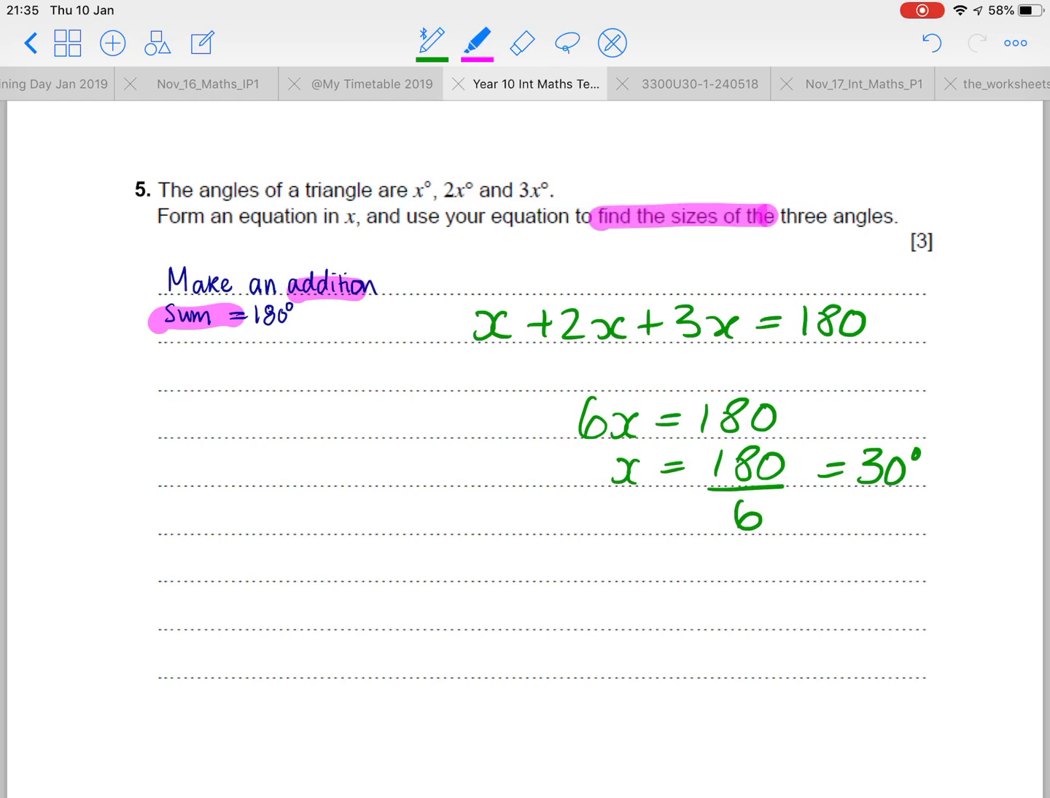It says find the sizes of all three angles. So the one angle is 30. The second angle would be 2x, which is 60, and the third angle in the triangle would be 3x, which is 90. So this one has 3 answers.